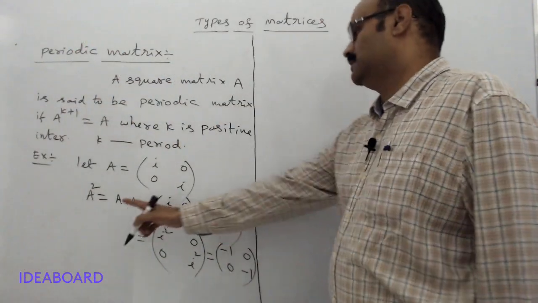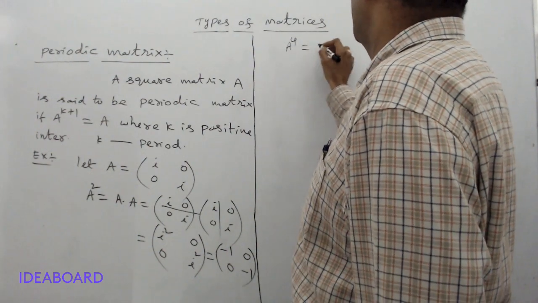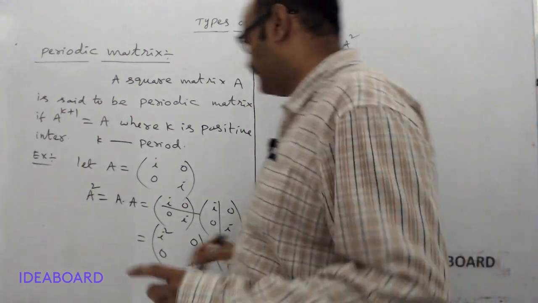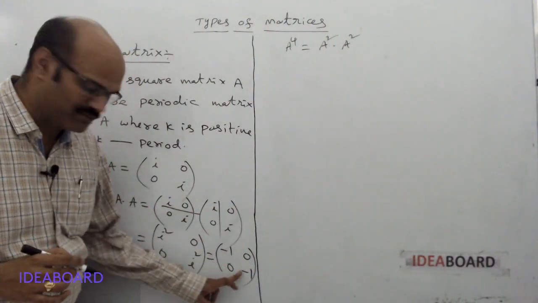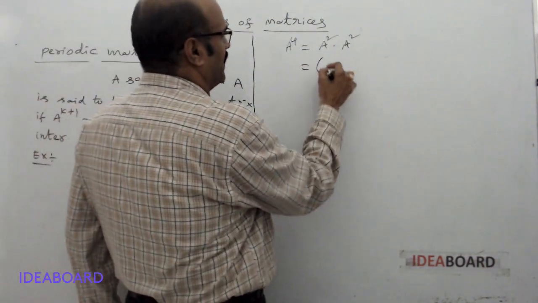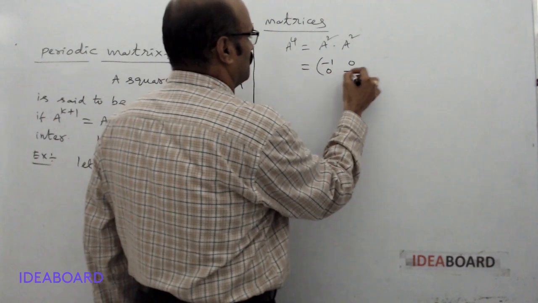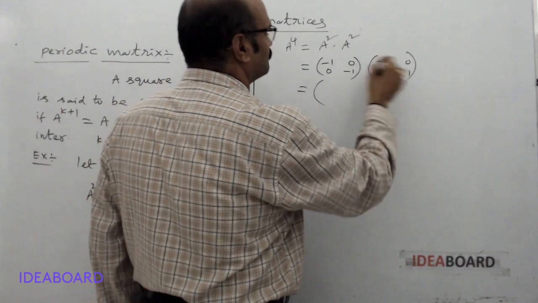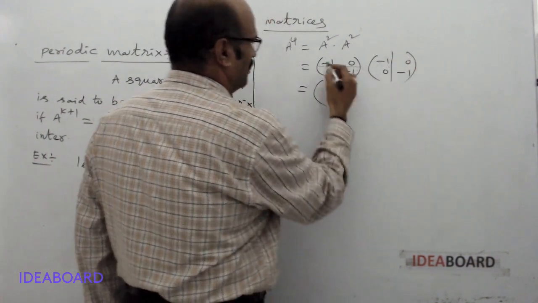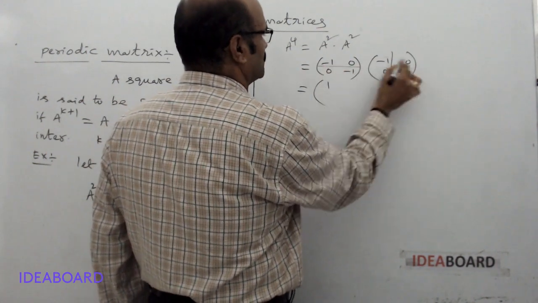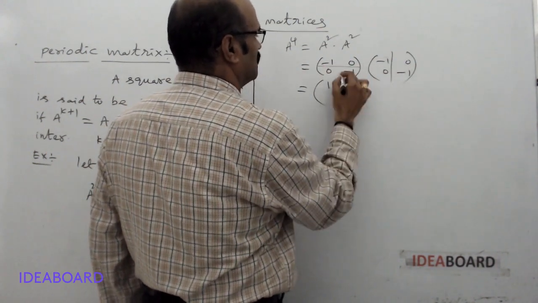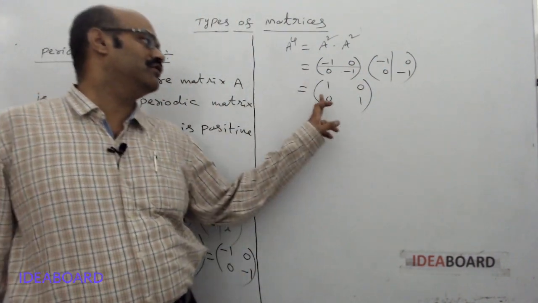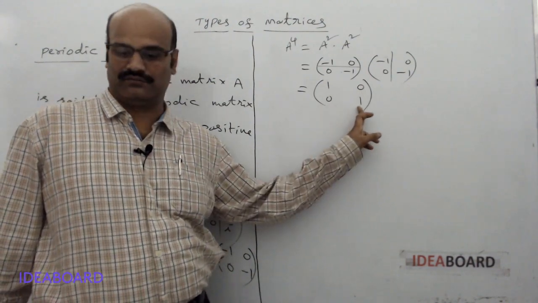Now let us find A power 4. A power 4 means A square into A square. A square is [-1 0; 0 -1], so we multiply [-1 0; 0 -1] into [-1 0; 0 -1]. First row into first column gives 1, and the other entries are 0 0 0, and 1. So A power 4 equals [1 0; 0 1].